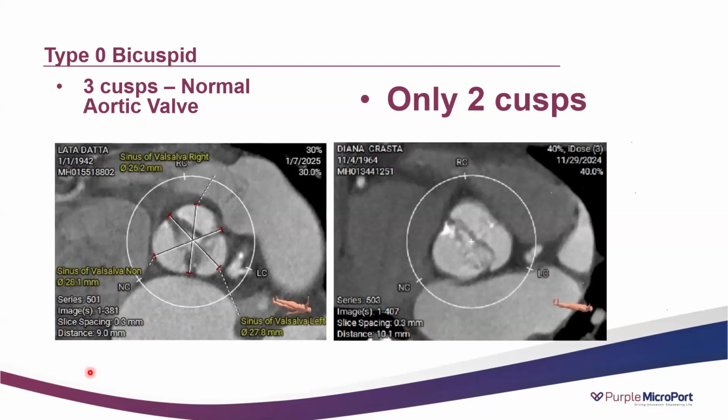Any doubt? Rajan, the image on the left-hand side shows 3 cusps, right? But still you're calling this a bicuspid? No, this is the tricuspid. The left-hand side has 3 cusps. I have written, 3 cusp is normal. So this is a tricuspid valve. You can see my cursor, where I wrote type 0 bicuspid. That is because I'm showing type 0 bicuspid here. Okay, so the left one is tricuspid and the right one is bicuspid. All right. Thank you.